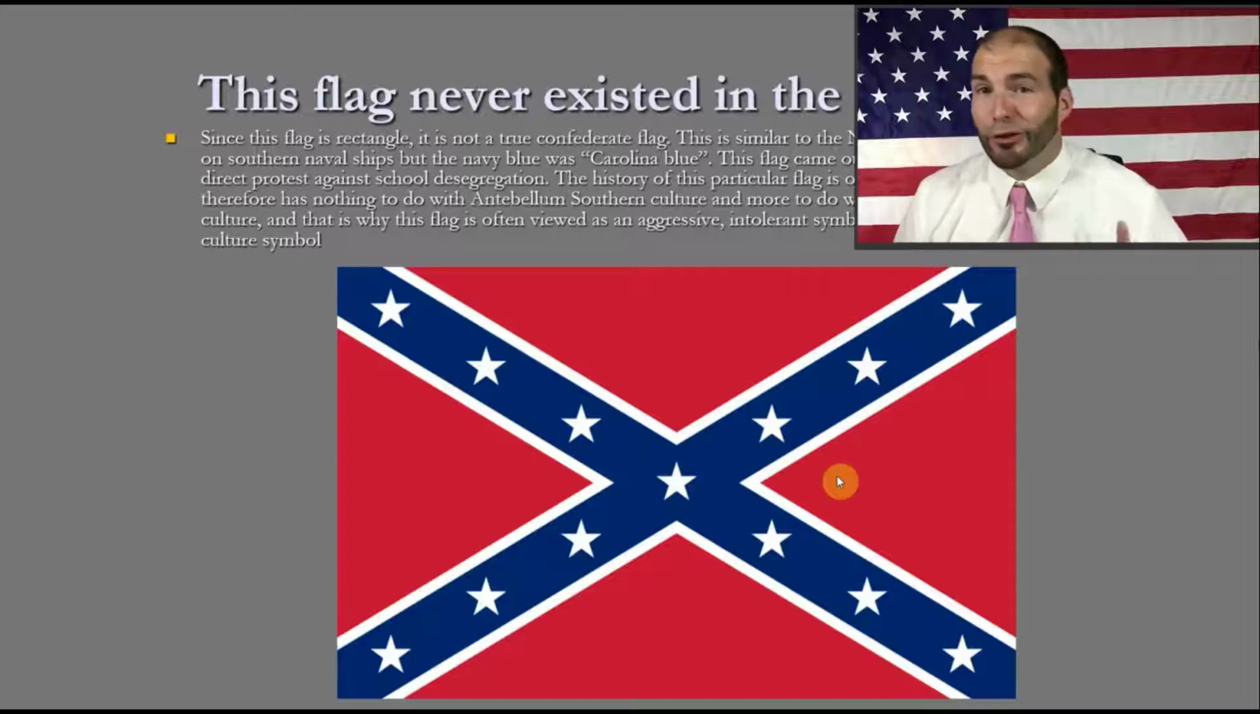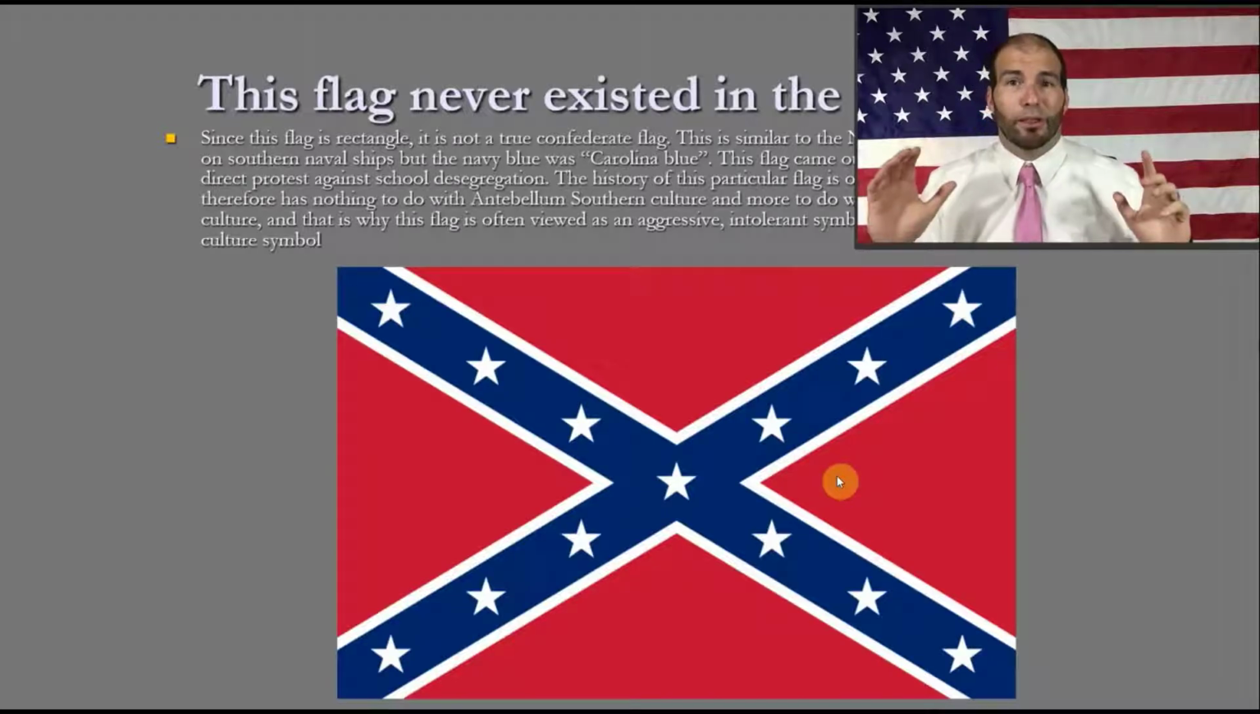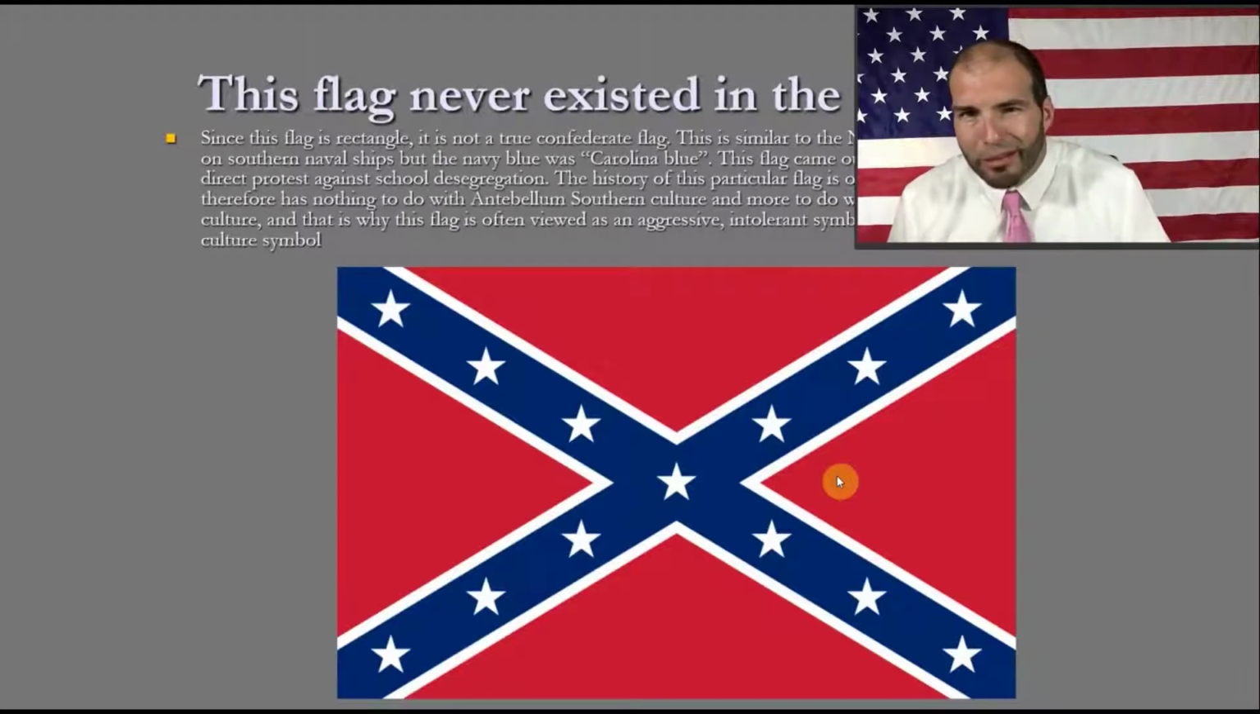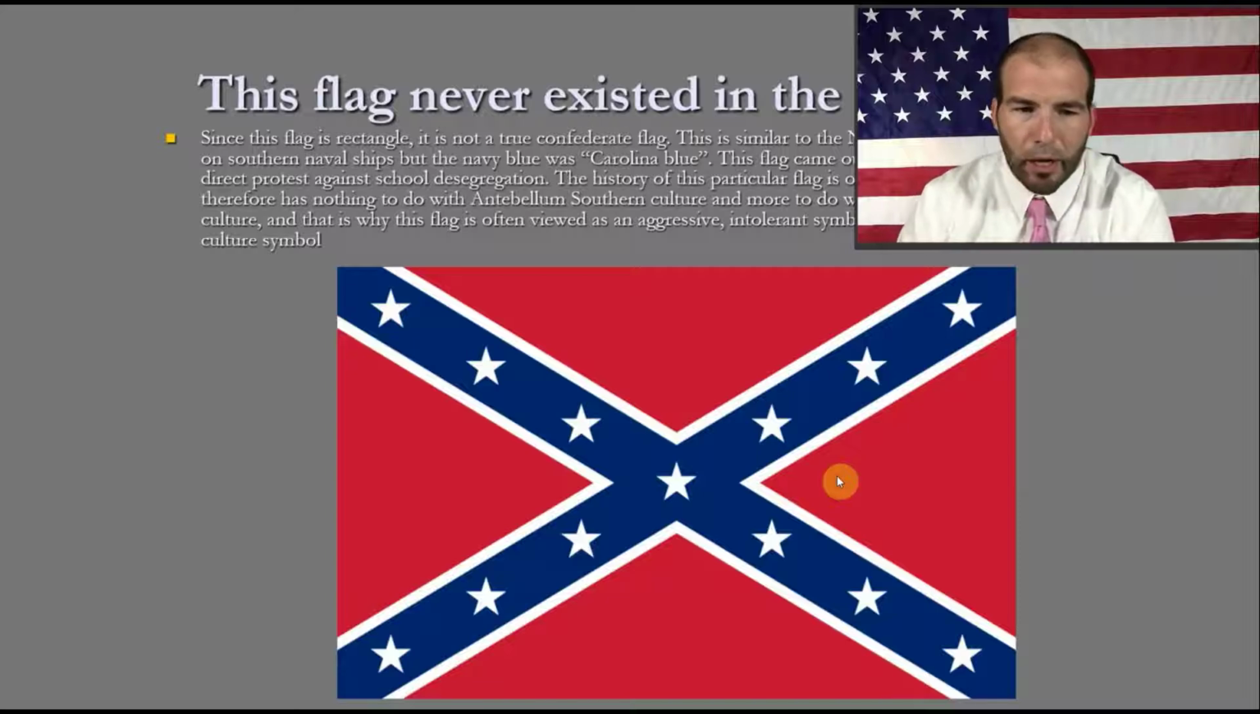Number one, it's very close to the battle jack flag, which is what they would put on ships. The South had no ships. They had like one with the Merrimack, and we'll talk about it. But so it is very close to the battle jack flag, and the battle jack flag has a different color blue in it.